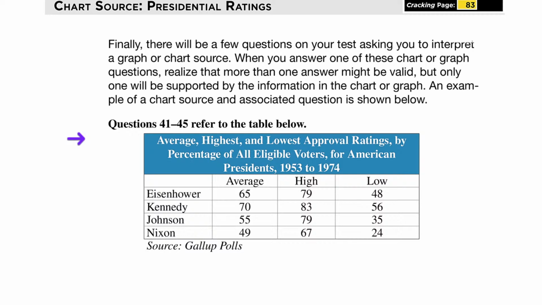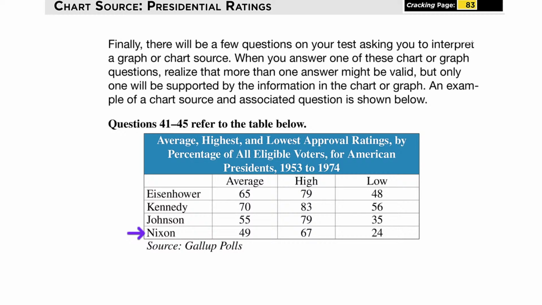to 1974. Okay, so we see Eisenhower, his average approval rating was a 65, his high was a 79, his low was a 48. Kennedy, average approval rating 70, his high was an 83, his low was a 56. Johnson, average rating was 55, high was 79, low was 35. And then Nixon, his average was a 49, his high was a 67, his low was a 24.